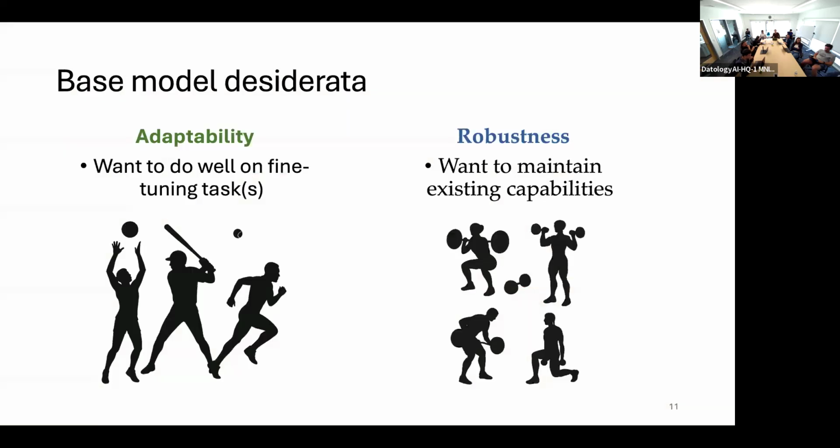And so what do we really want if we want to be able to adapt our model to a downstream task? I want to claim that there are basically two different desiderata that we want. One, we want adaptability. That is, we want to be able to do well on the actual task that we are adapting our model for. And second, we want robustness. In this case, I'm referring to we want to maintain existing capabilities. So when you train, say, a vision language model, you want to incorporate some ability to reason with images. You don't want to lose your general reasoning capability or your fact capability.